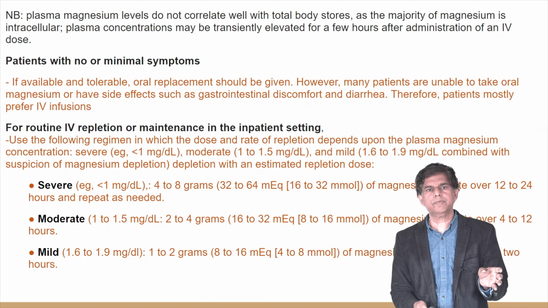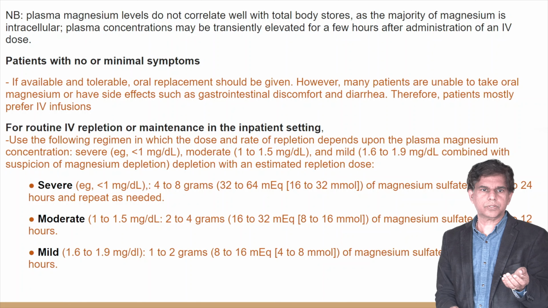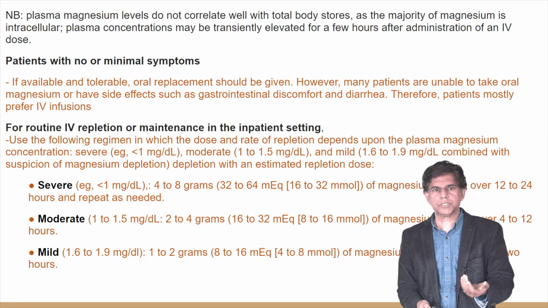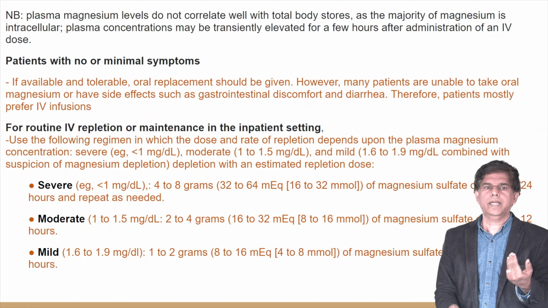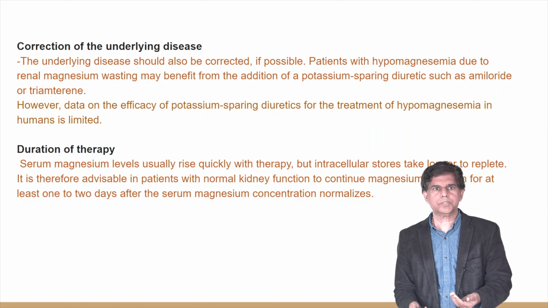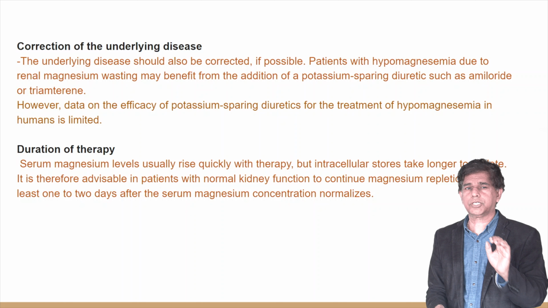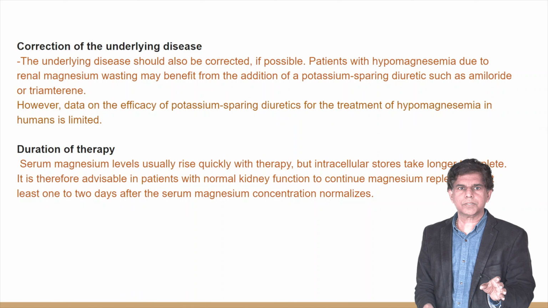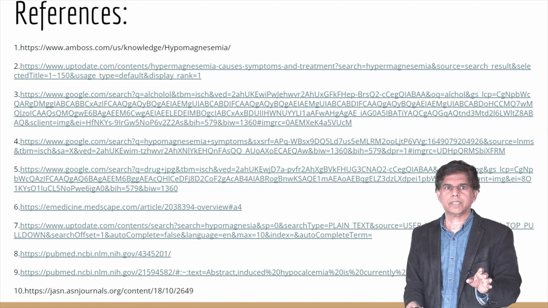For routine IV repletion, maintenance doses are as follows: if it is severe, you give 4 to 8 grams of magnesium sulfate over 12 to 24 hours, if it is moderate, 2 to 4 grams, and if mild, up to 1 to 2 grams. So first of all, always correct the underlying causes. As for the duration of therapy, it may take 2 or 3 days to stabilize the magnesium.